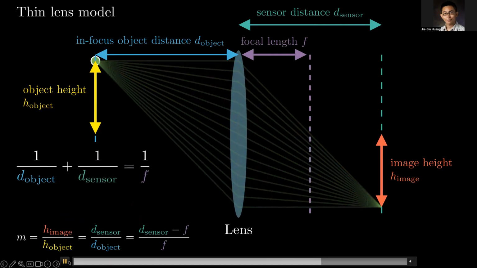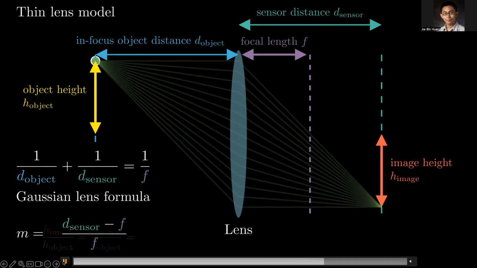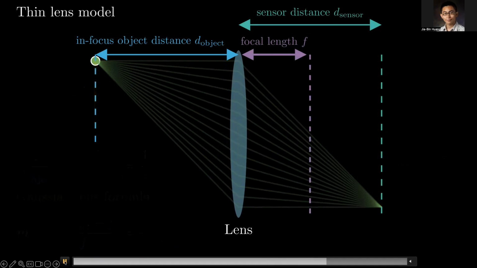Okay, so with all this derivation, what we really want to show is that there's a relationship between the object distance, the focal length, and the sensor distance. This is basically where things will be sharp, and this is called the Gaussian lens formula. All right, so how do we apply this?